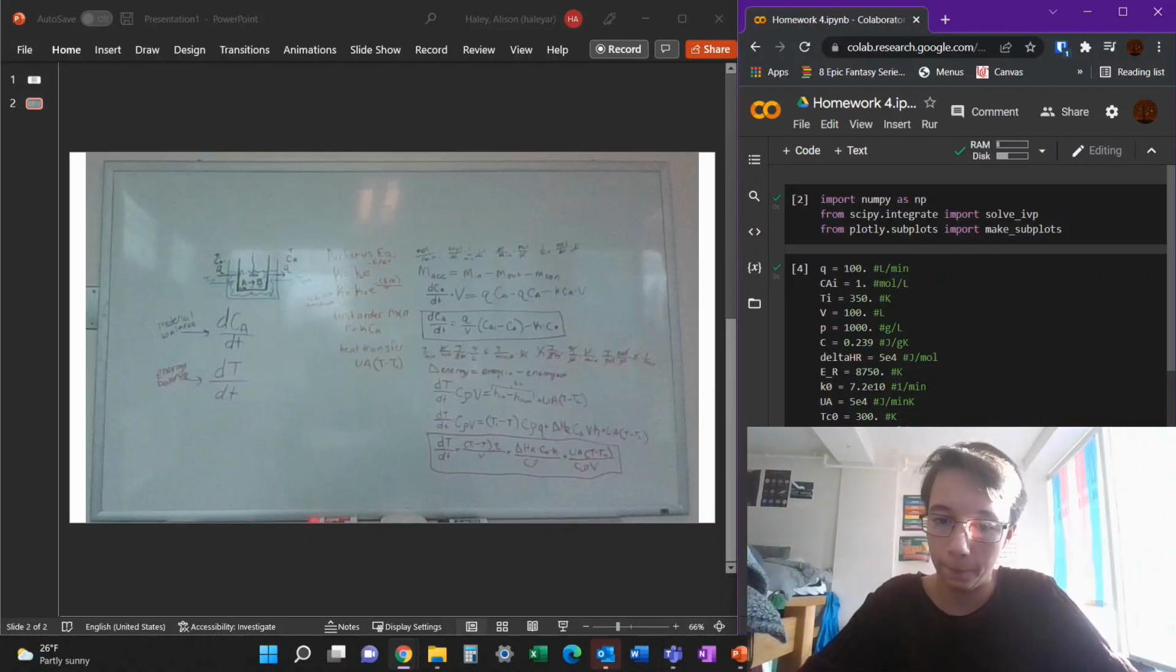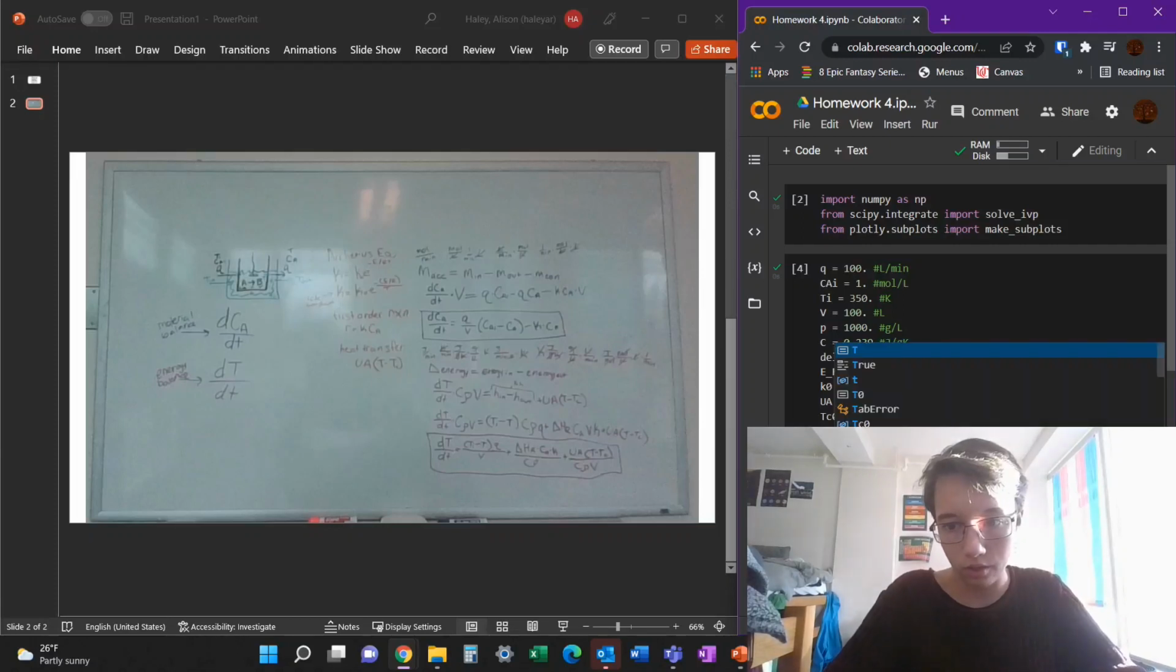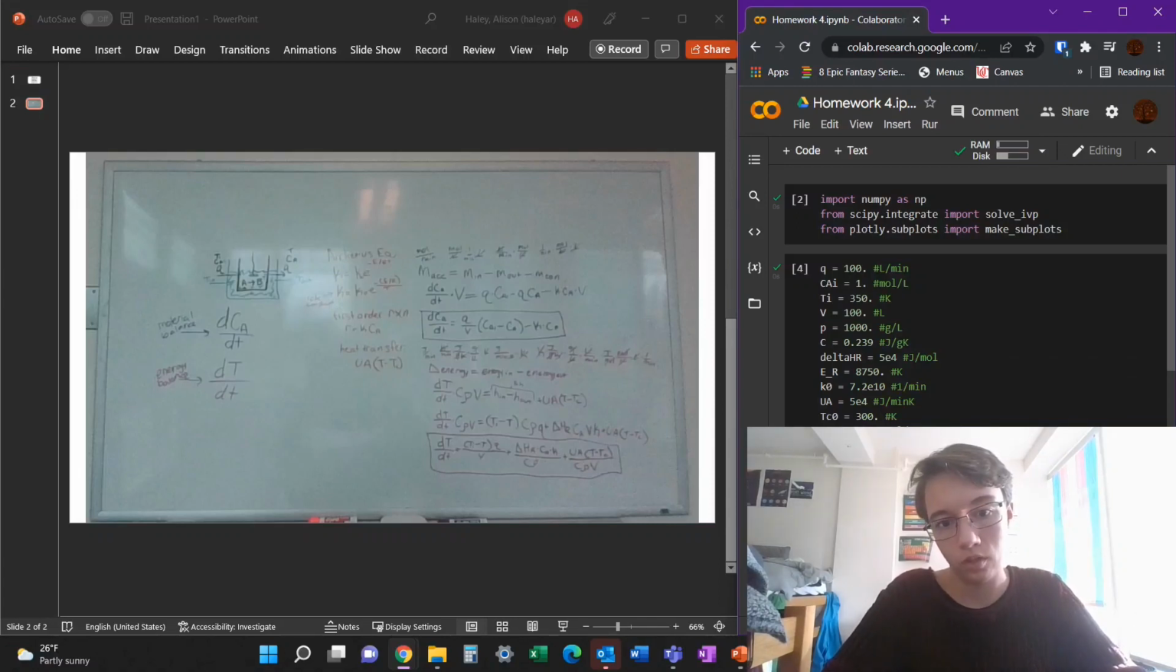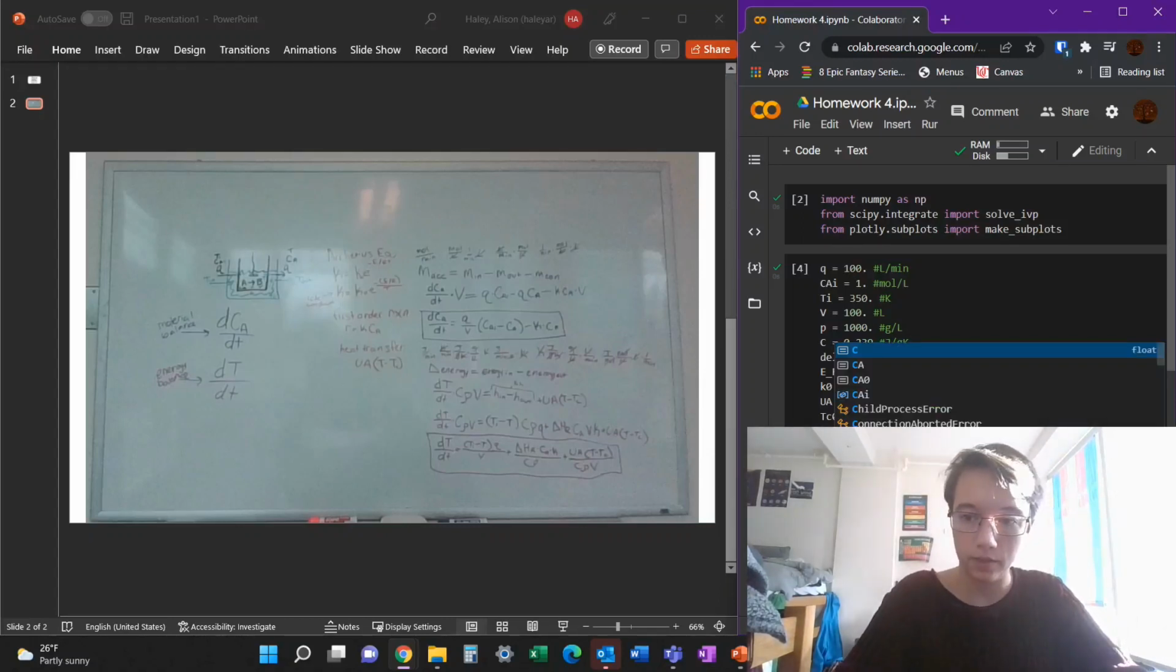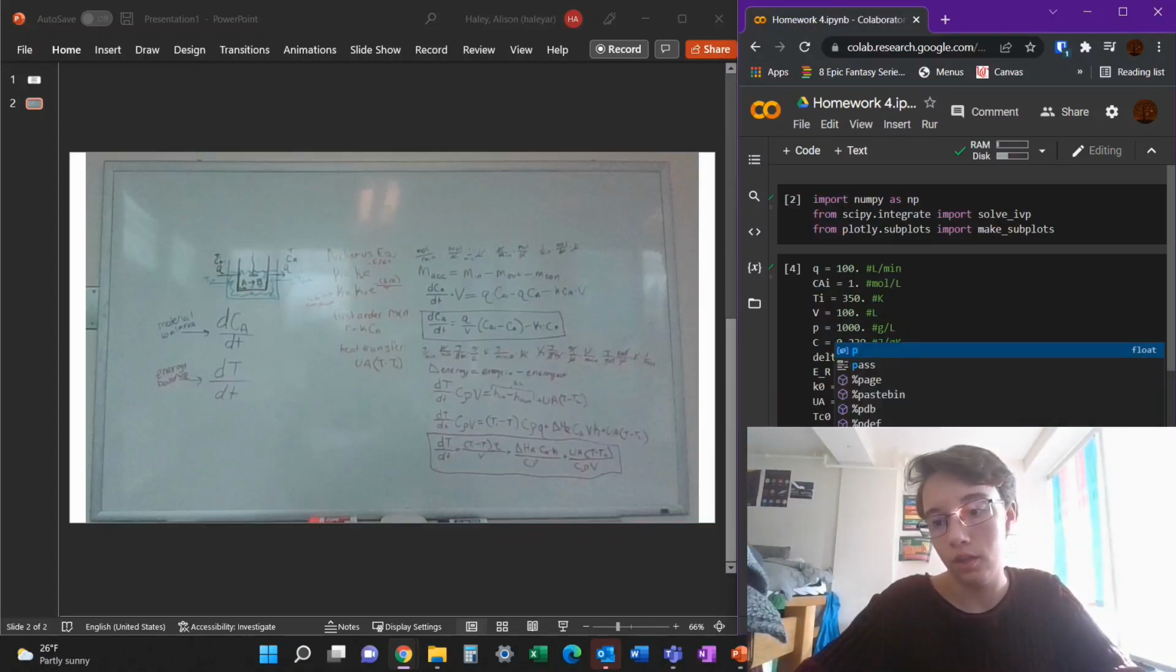So next we move on to this temperature equation. So we've got the initial temperature minus the temperature, times Q divided by V, plus delta HR times concentration of A times K divided by the heat capacity times the density.